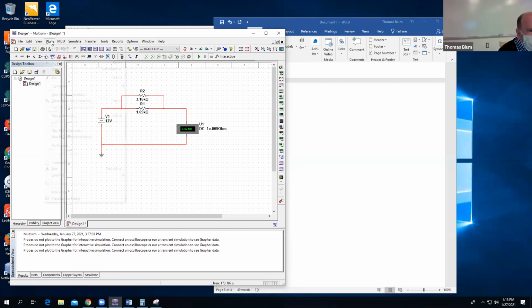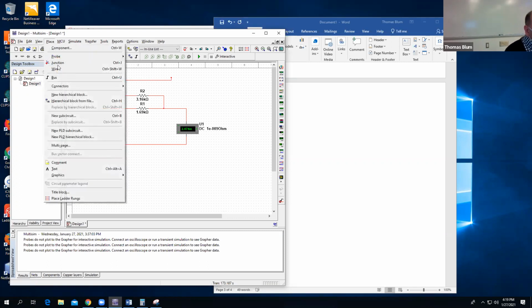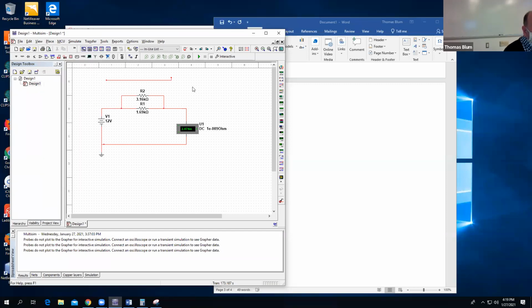Let me show you one more thing. So here I place a junction. If I'm drawing some wire and I want to make a junction at the end, that's not necessarily connecting to anything, but I just want to make another junction, I double click. So if you need a junction you don't have, place junction. If you're drawing a wire and you want a junction at the end, double click.